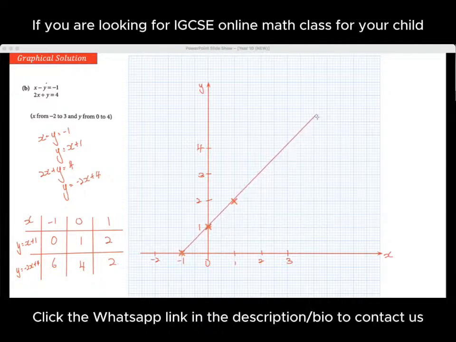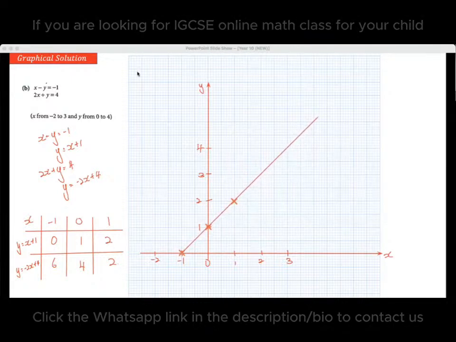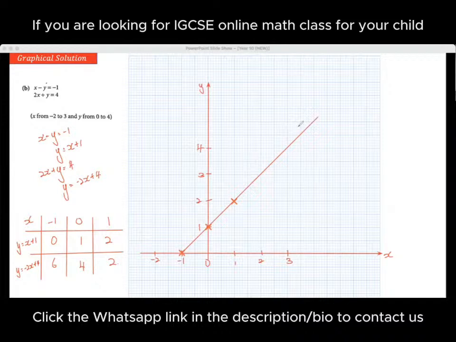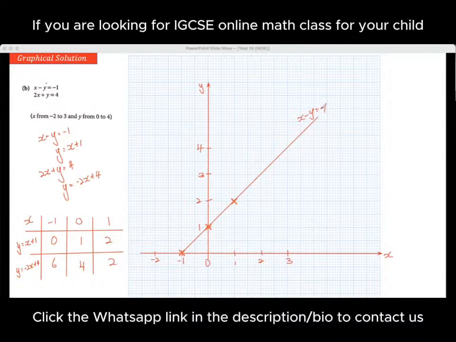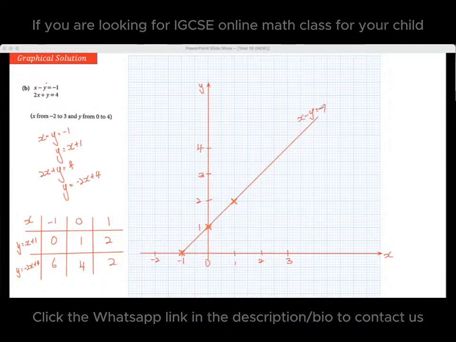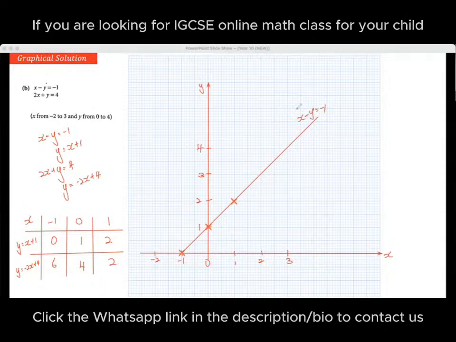And plot the graph. So I'll use the original one, x minus y equals -1. Remember you need to label your line because sometimes the question might give you more than 2 lines, maybe 3 lines. Then when you label it, the person who marked your paper knows which equation this is.